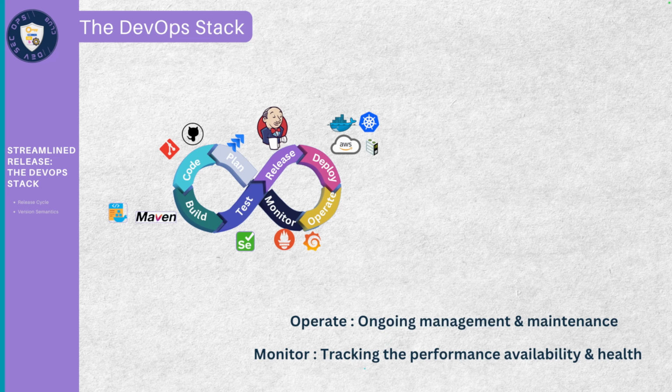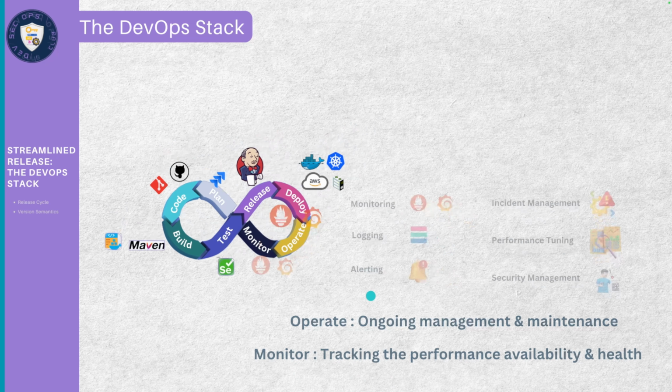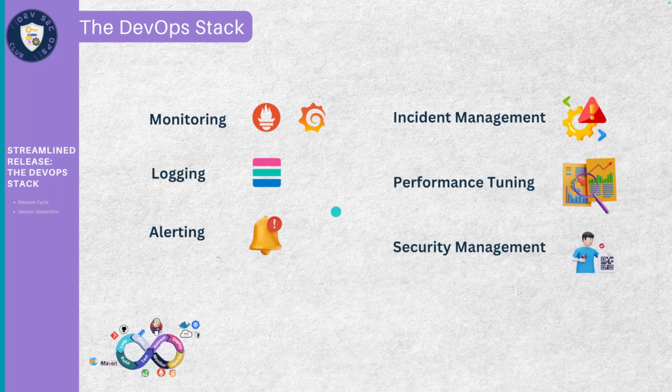So you could say monitoring is a subset of operate, right? So operate, and inside that, monitoring. But sometimes it's confusing why we have two different phases. Whatever tracking is related to performance, availability, health, everything comes here. But if you want me to combine them, yes, we can make it one, right? And there are so many other things as well. It doesn't stop here. Logging, alerting, incident management, performance tuning, security management, all of that goes here.